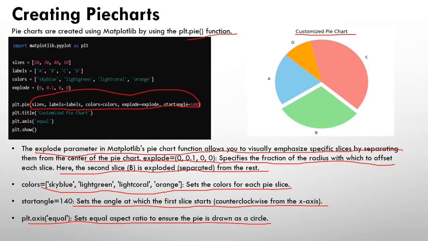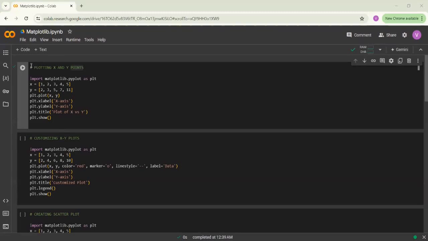Now we will go to the Google Colab platform where we will see some practical application of what we have learned today. So now we are at Google Colab, and let's begin with an example on how to plot XY points. First we will define two lists X and Y that will hold the X and Y points respectively, and after that we will use the plot function to plot these points.